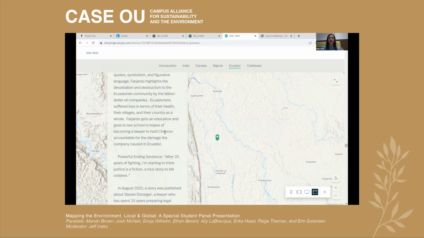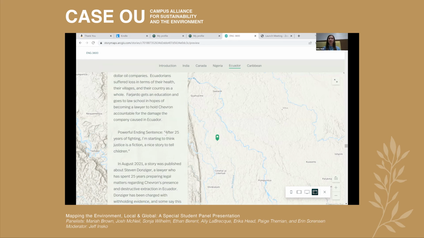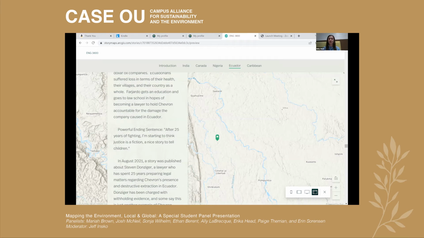A powerful ending sentence of the book we thought was, "After 25 years of fighting, I'm starting to think justice is a fiction, a nice story to tell children." Pablo ended up becoming a lawyer to try and help the Ecuadorian people and bring Chevron to trial to hold them accountable, and as Allie mentioned, gain monetary compensation for all of the disaster and destruction they went through. But even at the end of the book, Pablo isn't sure that they are going to get justice, and it's still an ongoing battle today.